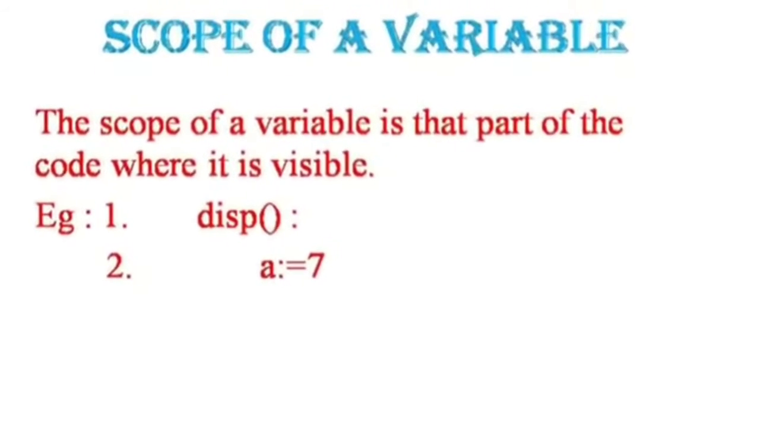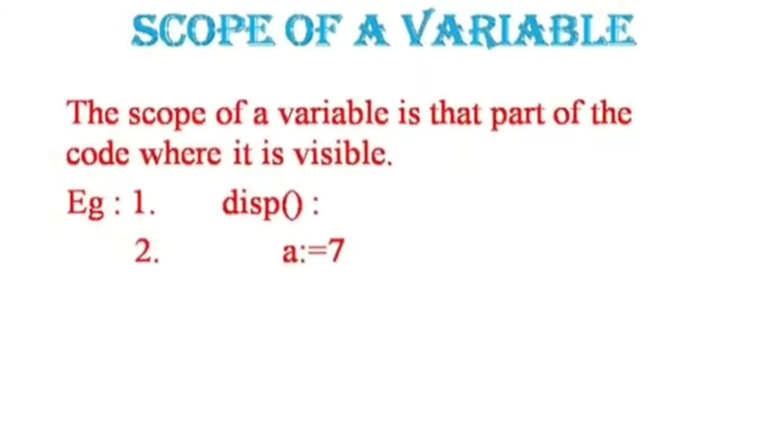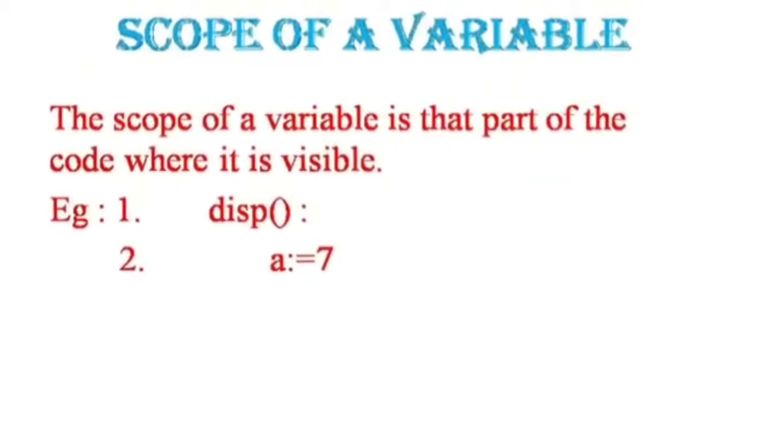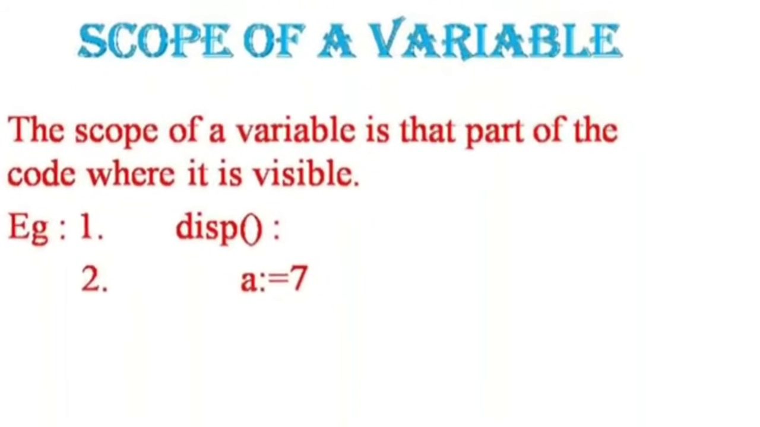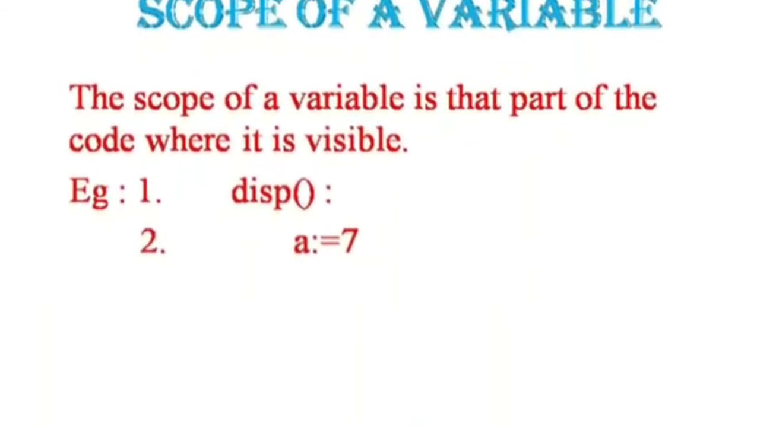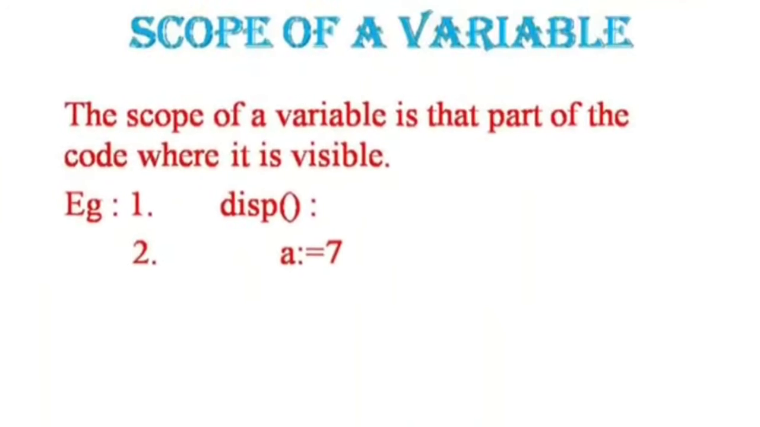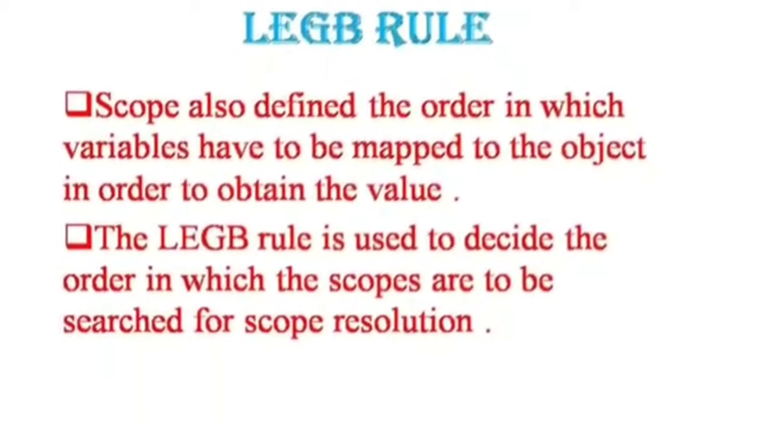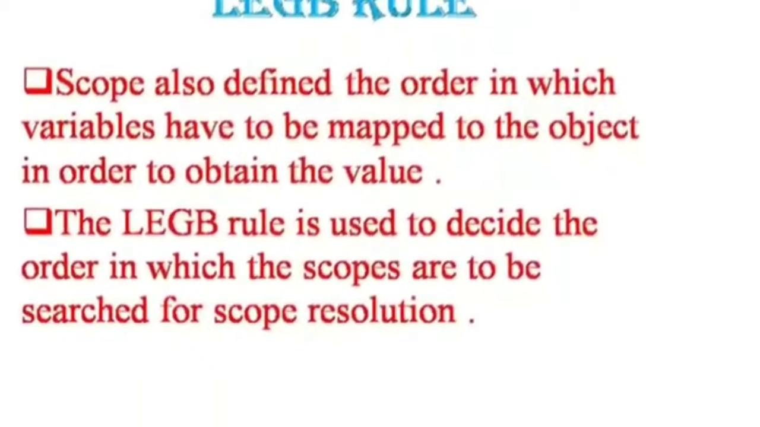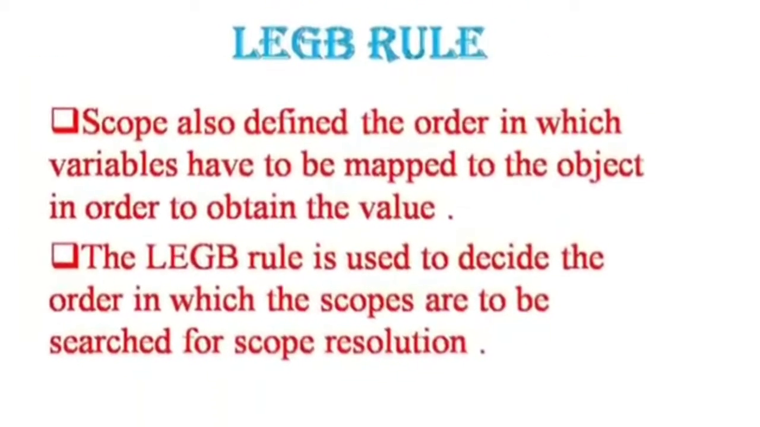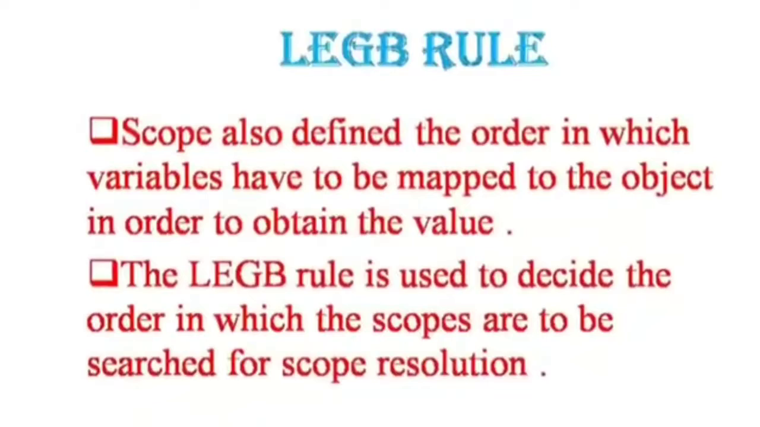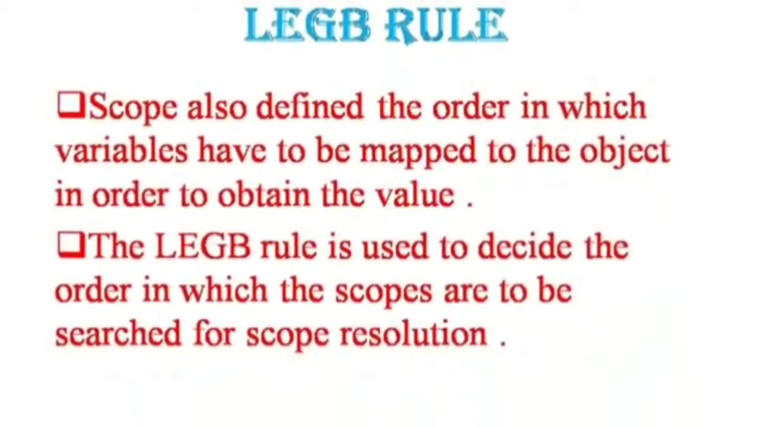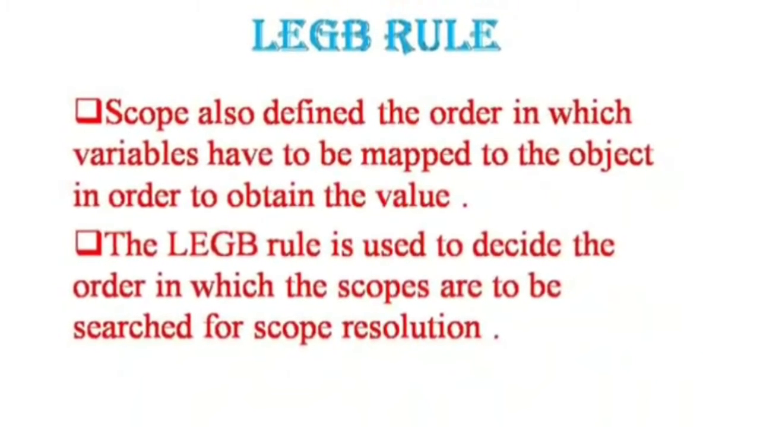Now, scope of a variable. The scope of a variable is that part of the code where it is visible. Now see this example. Here, disp is a function and a variable a is assigned a value 7. Now, this value can be used only inside the function and not outside the function. LEGB is local, enclosed, global and built-in. These are used to decide the order in which scopes are to be used.